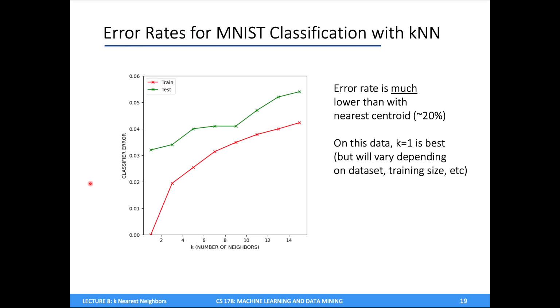Okay, so in this graph, I'm showing you, again, on the x-axis, the number of neighbors, and on the y-axis, the classification error rate. With the nearest centroid algorithm on the MNIST data set, we got something like a 20% error, but using kNN on this MNIST data, we get something like 3 to 5% error, which is a huge boost in performance just by changing our algorithm. On this data set, it just so happens that k equals 1 gets the best error rate on the testing data. But again, choosing this value of k is highly dependent on the data you have available to you.